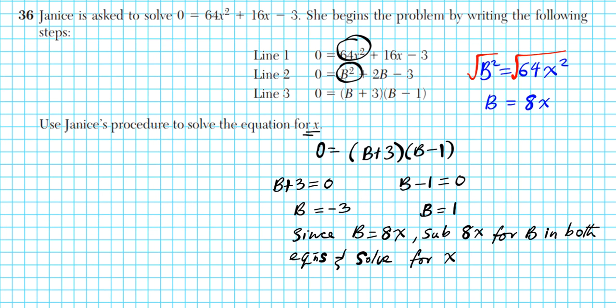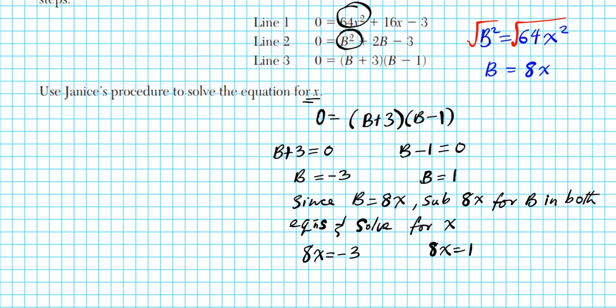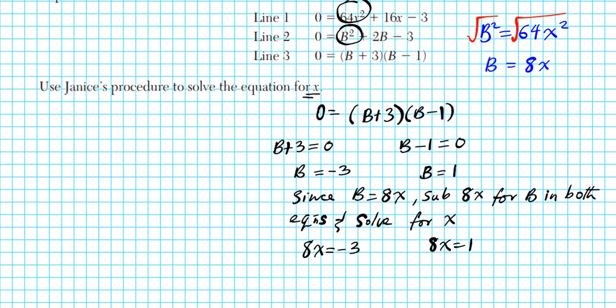So let's go ahead and do that. Carry out the substitution. We're going to have, for the first one, 8x equals negative 3. And then for the second one, 8x equals 1. The solution to the first one, just divide both sides by 8. Divide by 8, divide by 8. And then we'll have x equals negative 3 over 8. And then the one to the right, divide both sides by 8 also. And then you have x equals 1 over 8. So there goes the solutions for x.